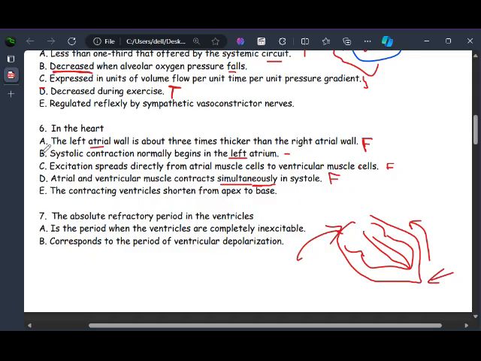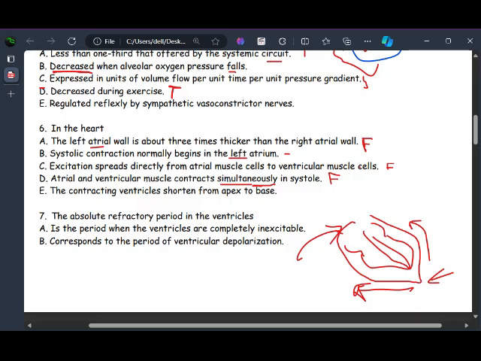Okay, so if you just go on YouTube and look for an animation of a beating heart, you're going to see that as it is contracting from the ventricles, it's more like going up, from the apex up to the base. So that's what this statement is saying. The contracting ventricles shorten from apex to base. That is true. So please look up an animation of the heart beating. You find that what I'm saying here is actually the case.